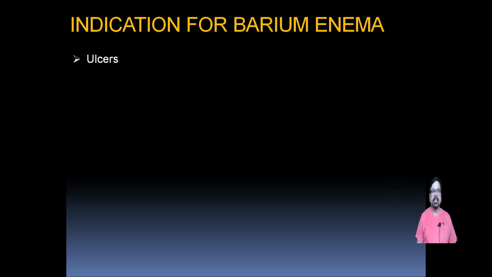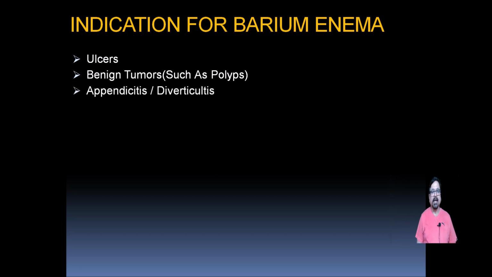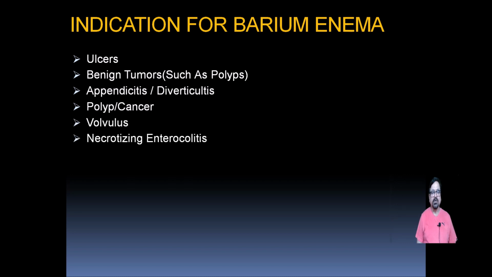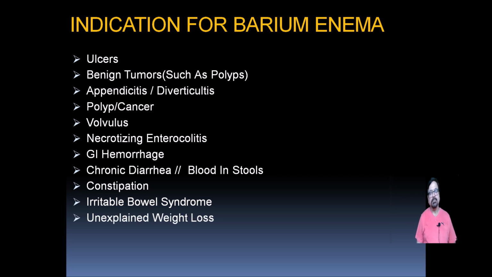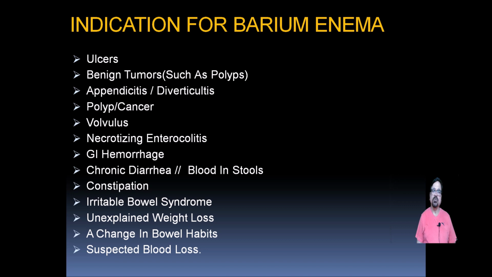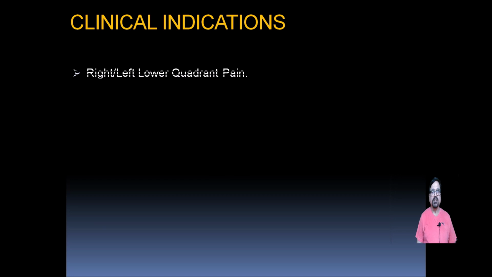Now what are the indications for barium enema? Suspected ulcers, benign tumors such as polyps, appendicitis, diverticulitis, cancers, volvulus, necrotizing enterocolitis, GI hemorrhages, chronic diarrhea, blood in the stool, constipation, as well as irritable bowel syndrome are the indications, along with unexplained weight loss where you are suspecting malignancy of the large colon, and a change in bowel habit. Suddenly there is constipation, diarrhea, or alternating both, and suspected blood loss in the stool, that is melena, which is suspected clinically, and we try to find the source from where the hemorrhage has come.